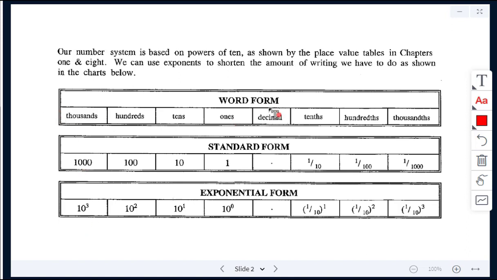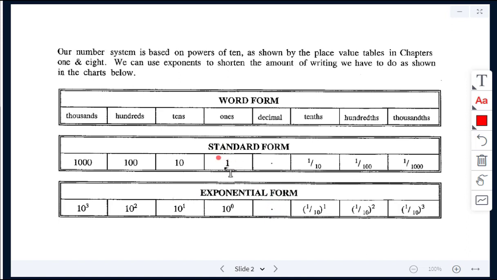So in word form, there's our decimal point. To the left, we had our ones, tens, hundreds, thousands, and so on. And then to the right, we had our tenths, hundredths, thousandths, and then it continued to the right as well. So in standard form, ones is represented by 1, tens is by 10, hundreds is 100, thousands is 1000. And then our tenths we showed as 1 over 10, hundredths is 1 over 100, thousandths is 1 over 1000. So now when we're using exponential form, our decimal is still here.